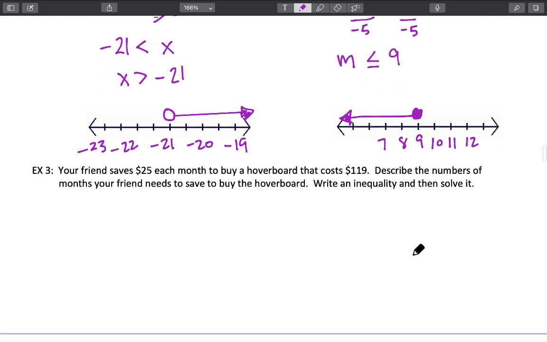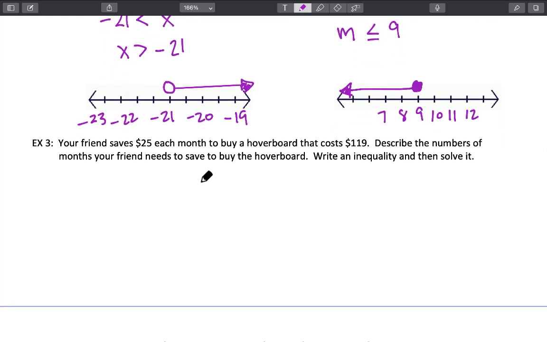All right, a word problem for today. Here we have your friend who saves $25 each month to buy a hoverboard, and it costs $119. Describe the number of months your friend needs to save to buy the hoverboard. All right, so we'll let m equal the number of months, and that's what we're going to be looking to solve for. And we know that they save $25 each month to buy that hoverboard that costs $119.